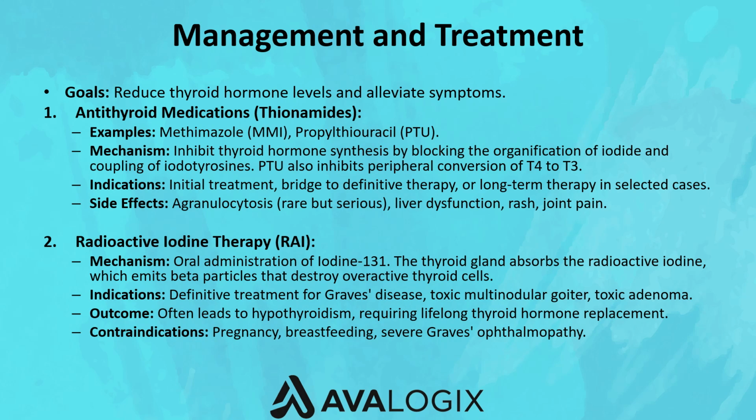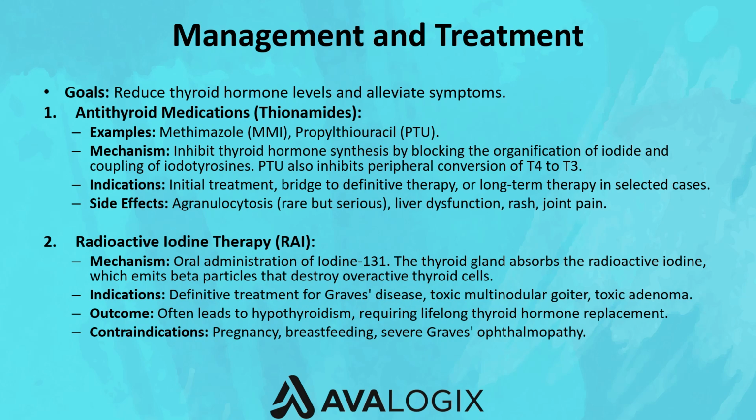The first line is usually antithyroid medications, particularly methimazole or propylthiouracil, PTU. These block the production of thyroid hormones. PTU also inhibits the conversion of T4 to the more active T3 in the periphery. They're often used as a bridge to definitive therapy, like surgery or radioactive iodine. But keep in mind, they can cause side effects, rare but serious ones like agranulocytosis, a dangerous drop in white blood cells, liver problems, and rashes.